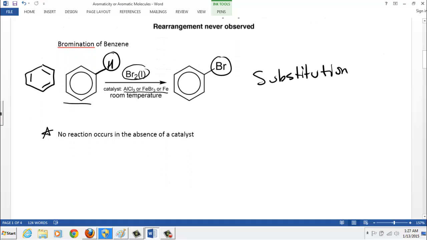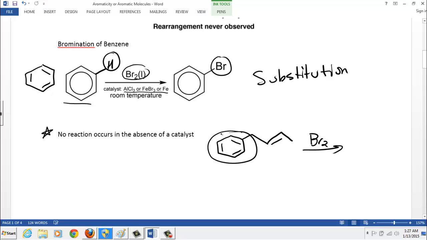It's important to note that no reaction occurs in the absence of catalyst. So if you have a molecule that has a benzene ring in it and an alkene, and if you treat it with, say, Br2, well, the aromatic ring doesn't react with Br2 without a catalyst, but the alkene does. So the benzene ring survives unchanged. The alkene, however, goes away, and in its place you get the addition of 2 bromine atoms.